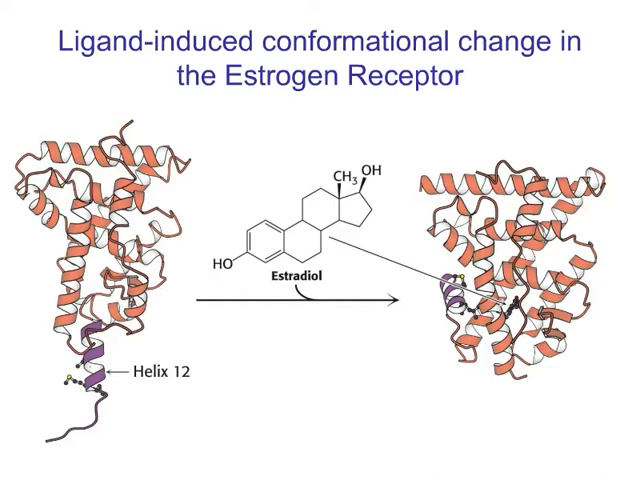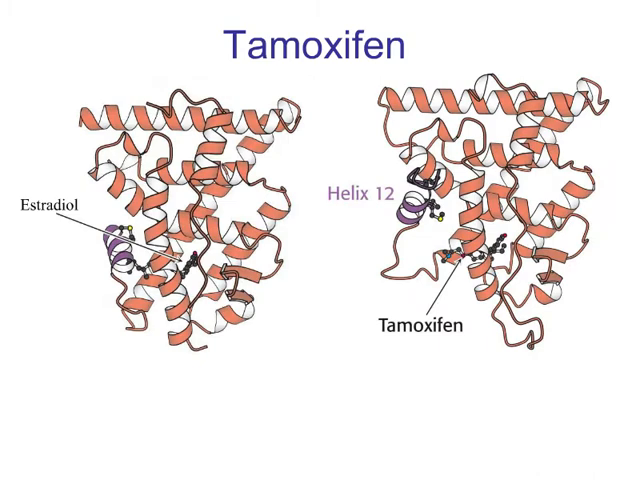Solving the crystal structures for the estrogen receptor in the presence and absence of estradiol, a ligand which activates estrogen receptor activity, reveals that a single helix, helix 12, folds back over the hydrophobic ligand binding domain and alters the conformation of the estrogen receptor.